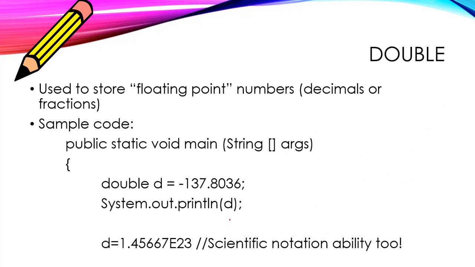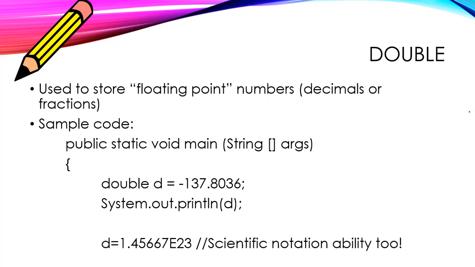The next one is a double. Double is used to store floating point numbers, so decimals. So this one can hold a decimal in here. So I can go public static void main, double D equals negative 137.088036. And then I print out D.